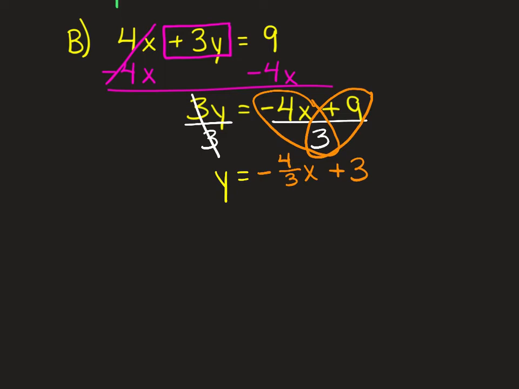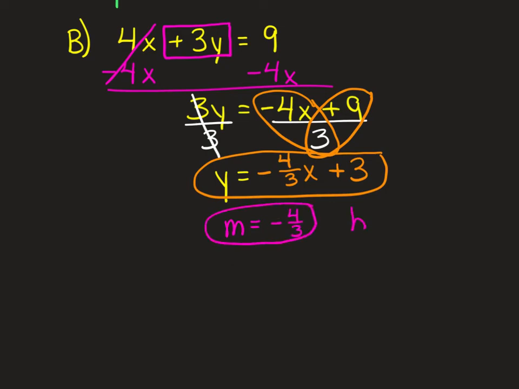And so we now have this equation in slope-intercept form. m is the number that is multiplied by x, which is negative 4/3. So that would be your slope. And b, the y-intercept, is the number after x, just the constant, which is positive 3.